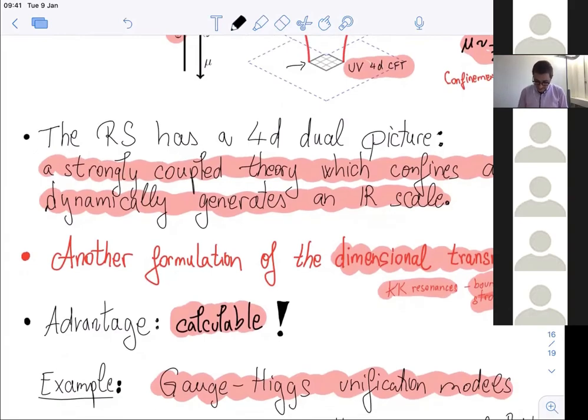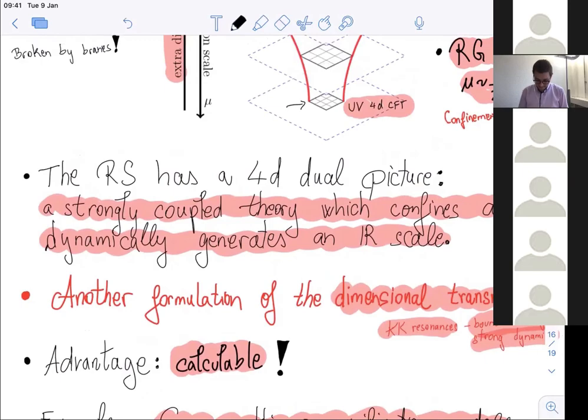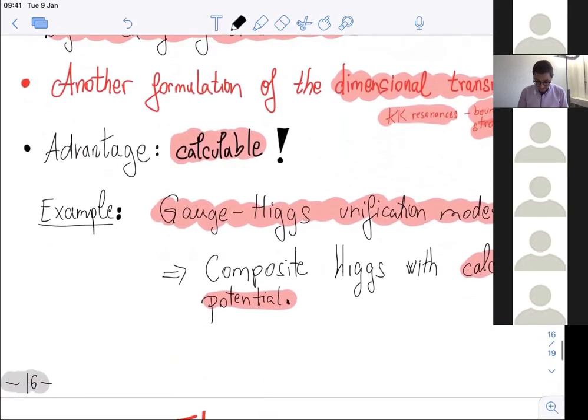For example, the Higgs, which is localized at the infrared brane, is a composite particle. It's a bound state of this new strong dynamics from a 4D picture. And these gauge Higgs unification models are actually calculable composite Higgs models. The best formulations of composite Higgs, I think, are in these gauge Higgs unification RS models.